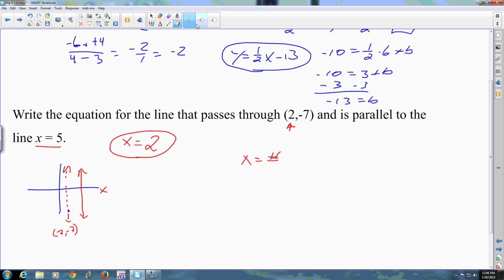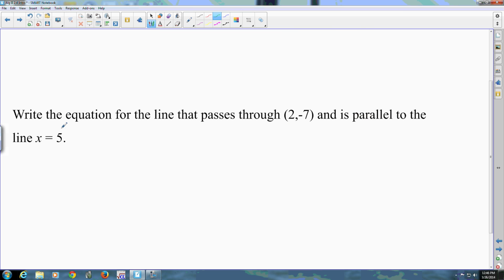So let me change that up for a second. Let's say that instead of saying parallel, they said perpendicular. All right. It wants to go through this point. It has to be perpendicular to the red line, so it's going to be a horizontal line. All horizontal lines, you're supposed to know this, you're supposed to recognize it as y is equal to some number. Well, what's the y value at that point? -7. So y equals -7. And you're finished.